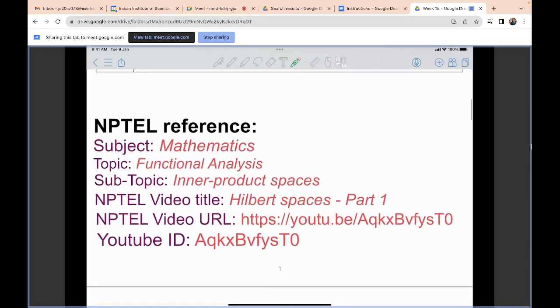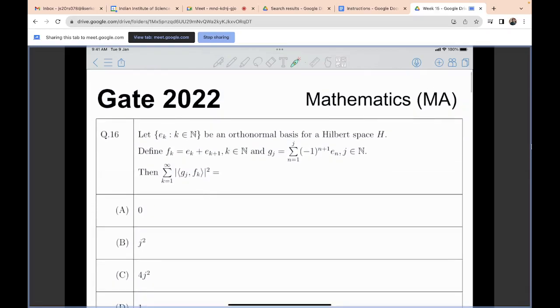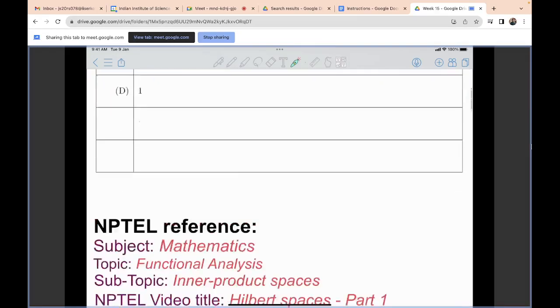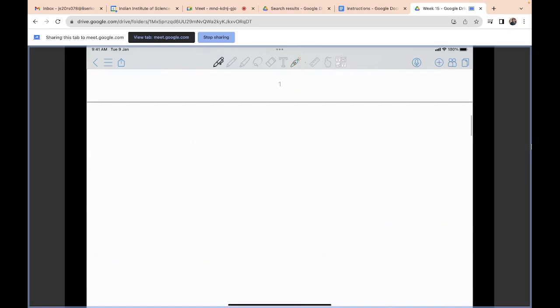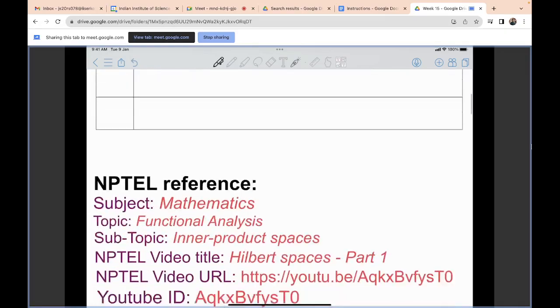In order to solve this, this is the NPTEL reference. You can check it for the references. Okay, so let's try to solve this one. We have to find this series. What is given? Fk and Gj. Ek for k belongs to N is an orthonormal basis for H.